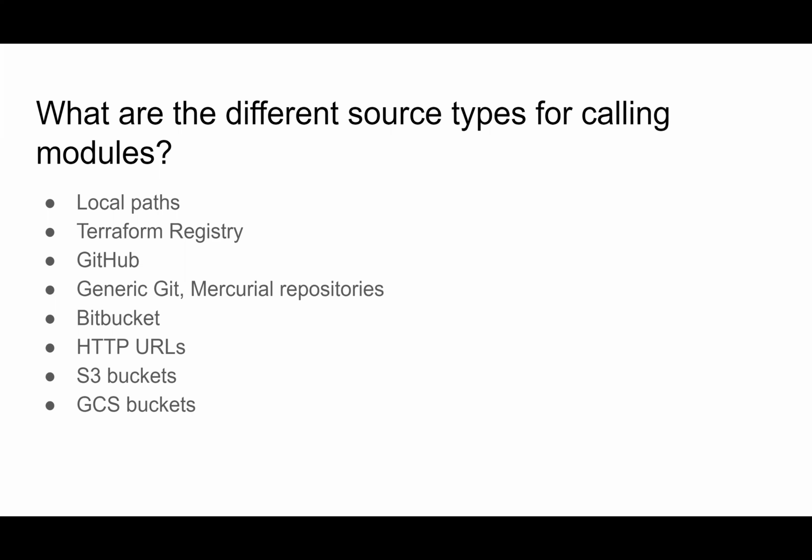What are the different source types for calling modules? So we have local paths, the Terraform registry, GitHub. Then there's generic Git resources like Bitbucket, even HTTP URLs, S3 buckets, and GCS buckets.